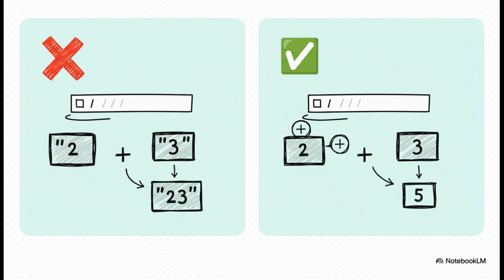So why is this so important? This slide shows a classic real-world scenario. When you get input from a user on a web page, it almost always comes in as a string. So if you just add the string 2 and the string 3, you get 23, which is definitely not what you want. But look at the right side. By placing that unary plus in front of each value, we tell JavaScript to convert them to numbers first. Only then does the binary plus do its job, giving us the correct mathematical answer, 5.